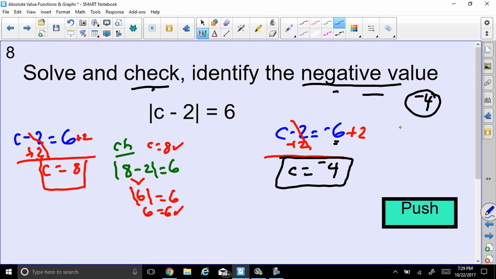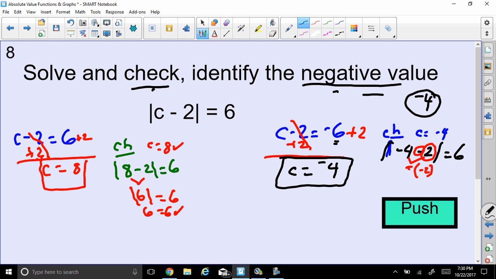Let's check the other one. When C is equal to negative 4, so again, the absolute value of negative 4 minus 2 should equal 6. Well, again, you cannot add these two numbers because you're supposed to change this to addition. Change the 2 to its opposite. Opposite of 2 is negative 2.